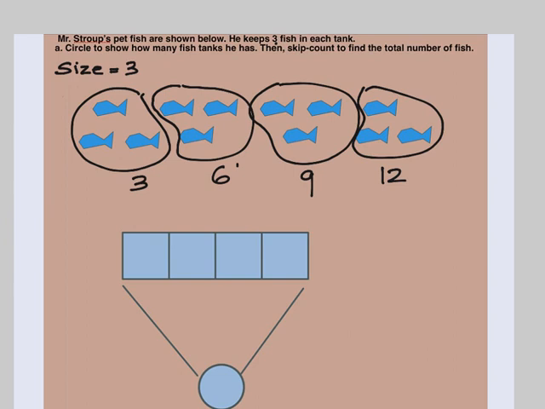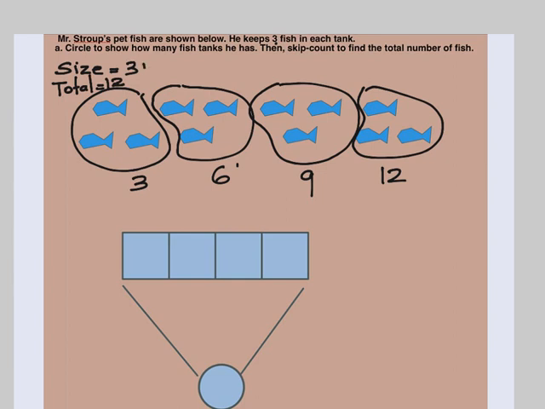Okay, so what I have done here is I have circled groups of 3 fish and then skip counted by 3 to find the total number of fish, which is 12. Okay, so now we know the total as 12. Total equals 12.